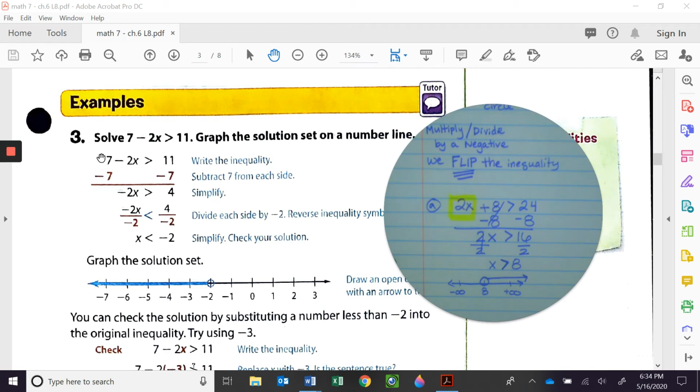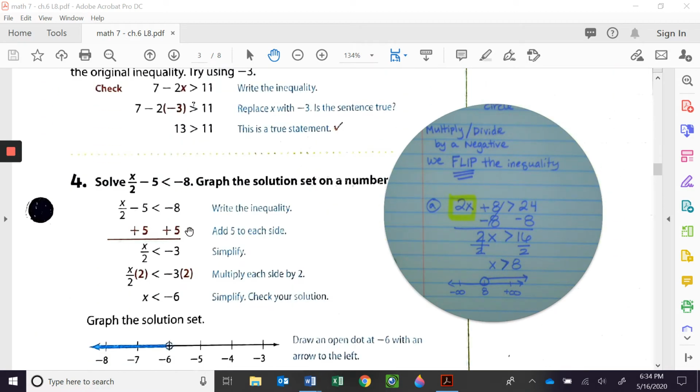All right, so take a look here. They subtracted 7, that's fine. But then what happens? They have to divide by a negative, and so you can see right here is where they flipped the inequality because of that negative. So now we're no longer greater, now we're less than, and our answer is -2. So they put the open circle, and now they're less than. So be very, very careful with your negatives.